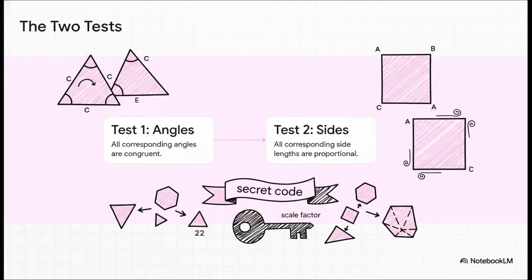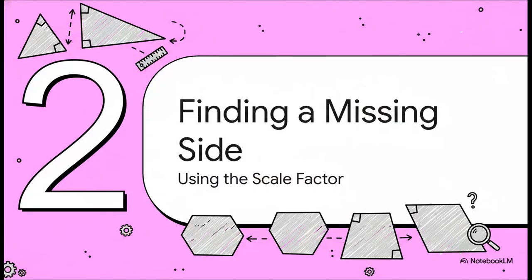And this is the absolute crucial point. You have to pass both of these tests. I mean, both. The corresponding angles have to be equal, and all the corresponding sides have to be proportional. That constant ratio of the sides, that's the secret code we're talking about. We call it the scale factor. All right, Section 2, finding a missing side. Let's actually use this code now.